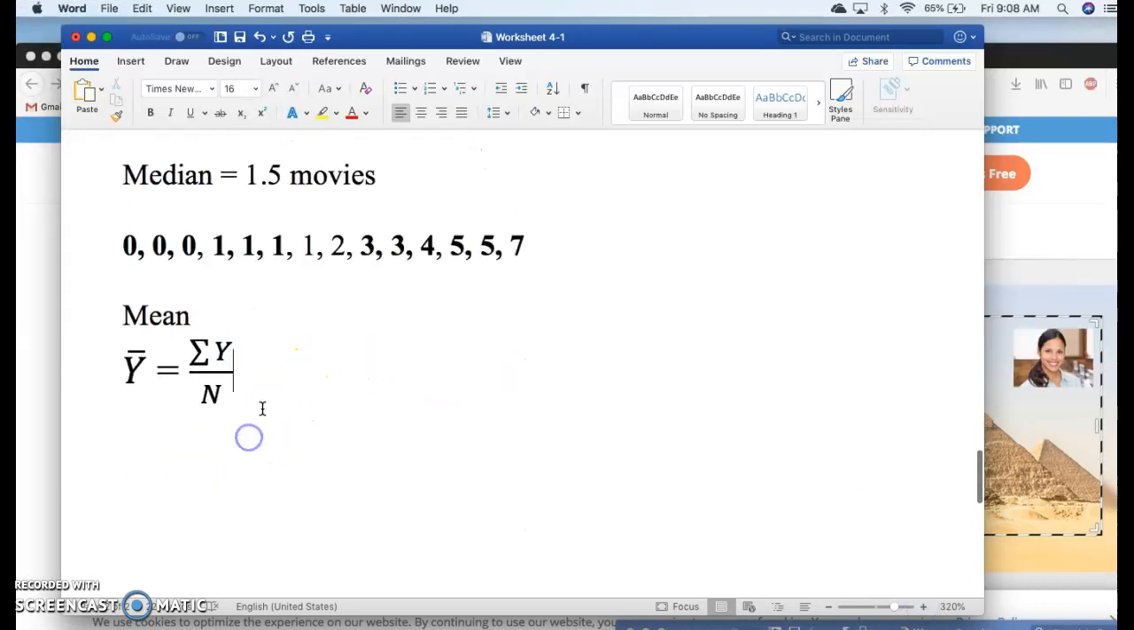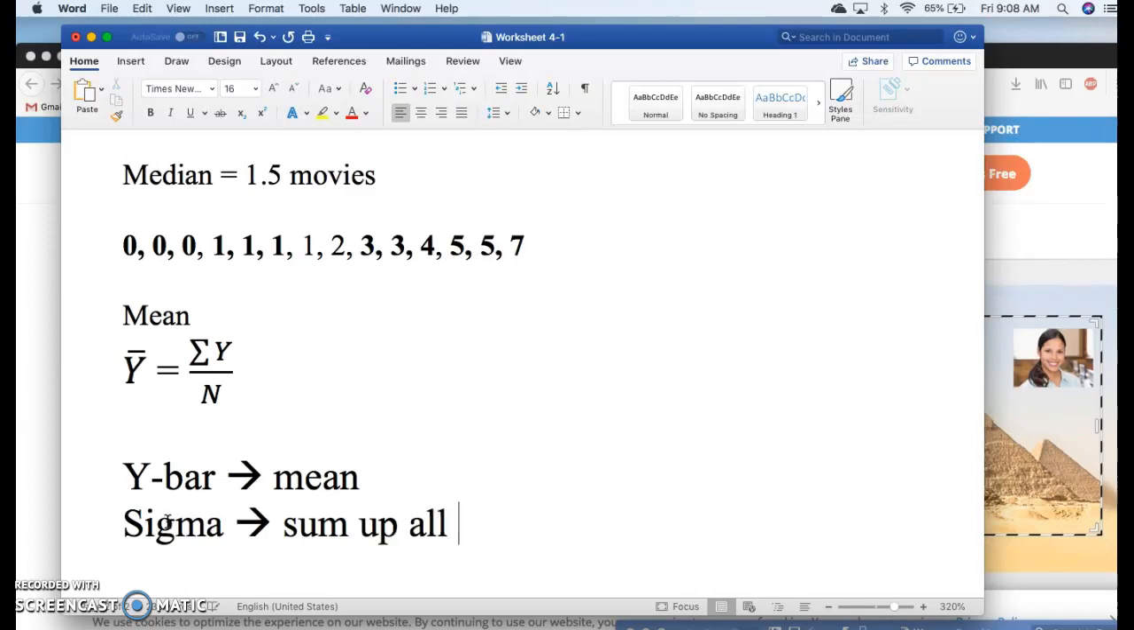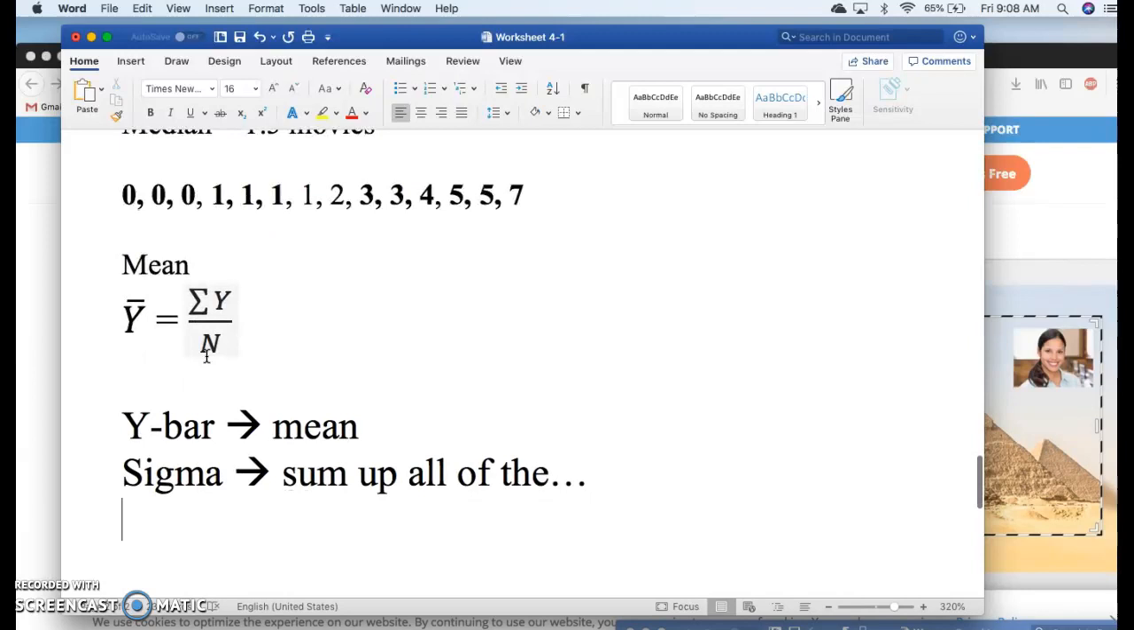So let's break these symbols down, starting with y bar. So y bar represents the mean, and then this symbol, which is the Greek letter sigma, tells us sum up all of the blank. So it's telling us sum up this following series, right? Series of what? And in this case, it's the series of y.